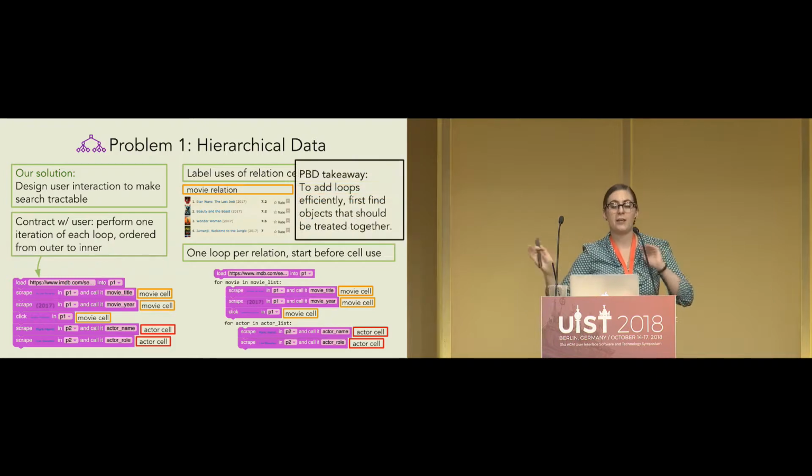So basically, the takeaway here is if we want to add loops efficiently, let's first find objects that should be treated together. Now, this is a little wild, right? I said we should first find these objects that should be treated together, but I was just assuming we knew about these relations, which is, of course, how we're getting those objects that should be treated together.